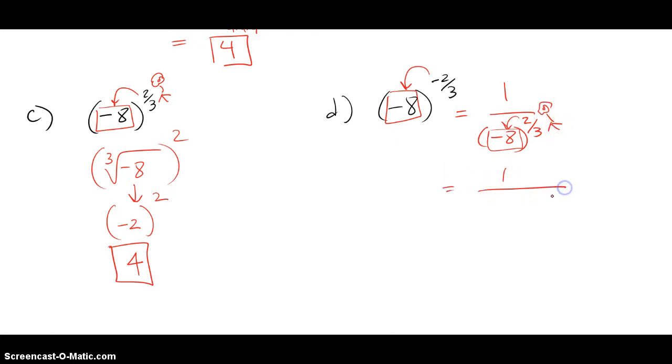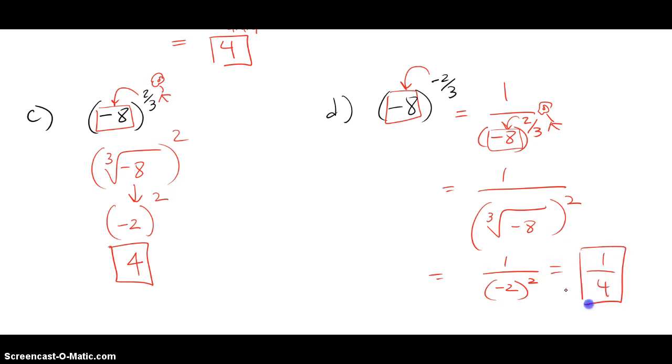So I have 1 over the cube root of -8, then squared. So that's going to be 1 over, the inside pops out a -2, and then I have a 2 waiting outside, so ultimately we get 1/4. So they're similar, C and D, it's just that D is the reciprocal of C.